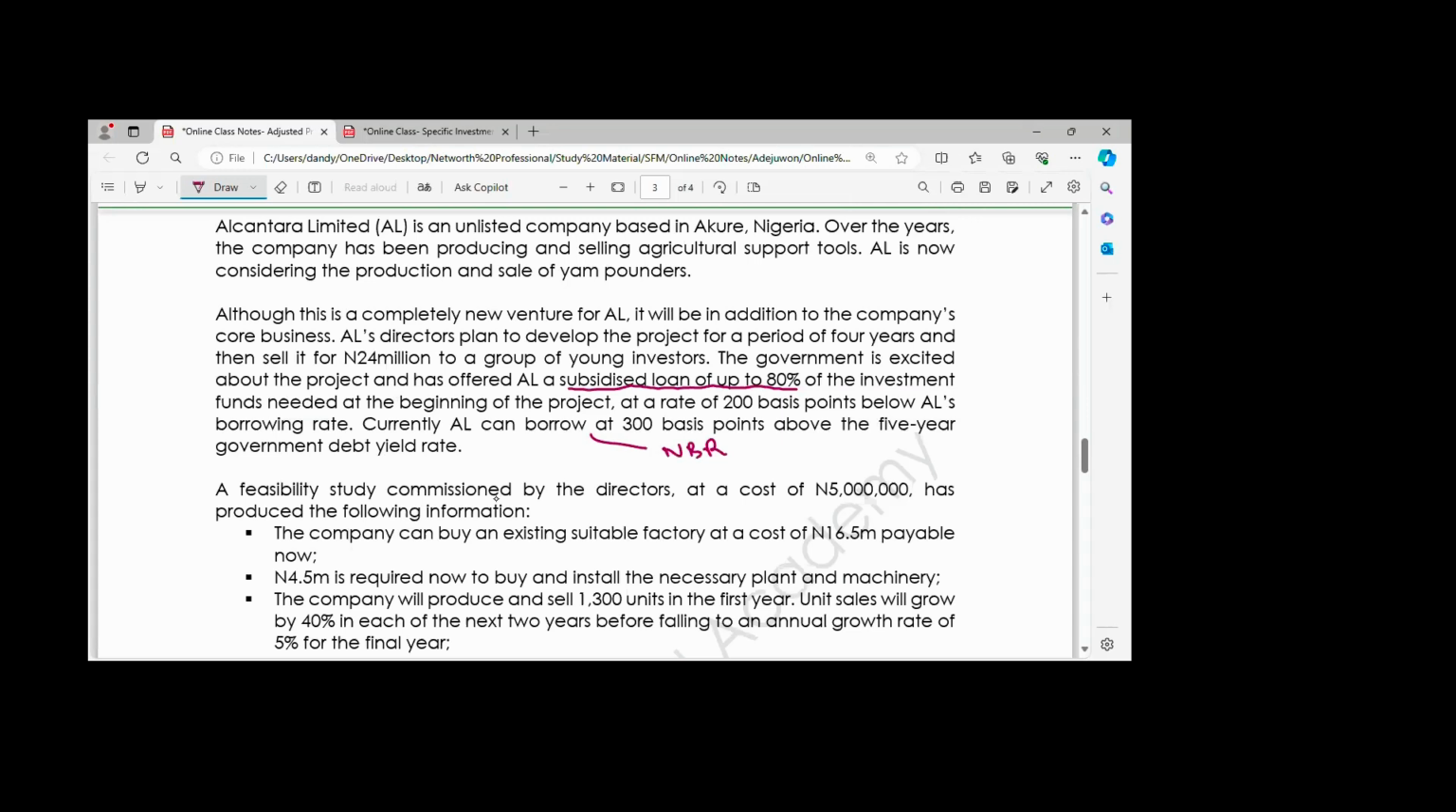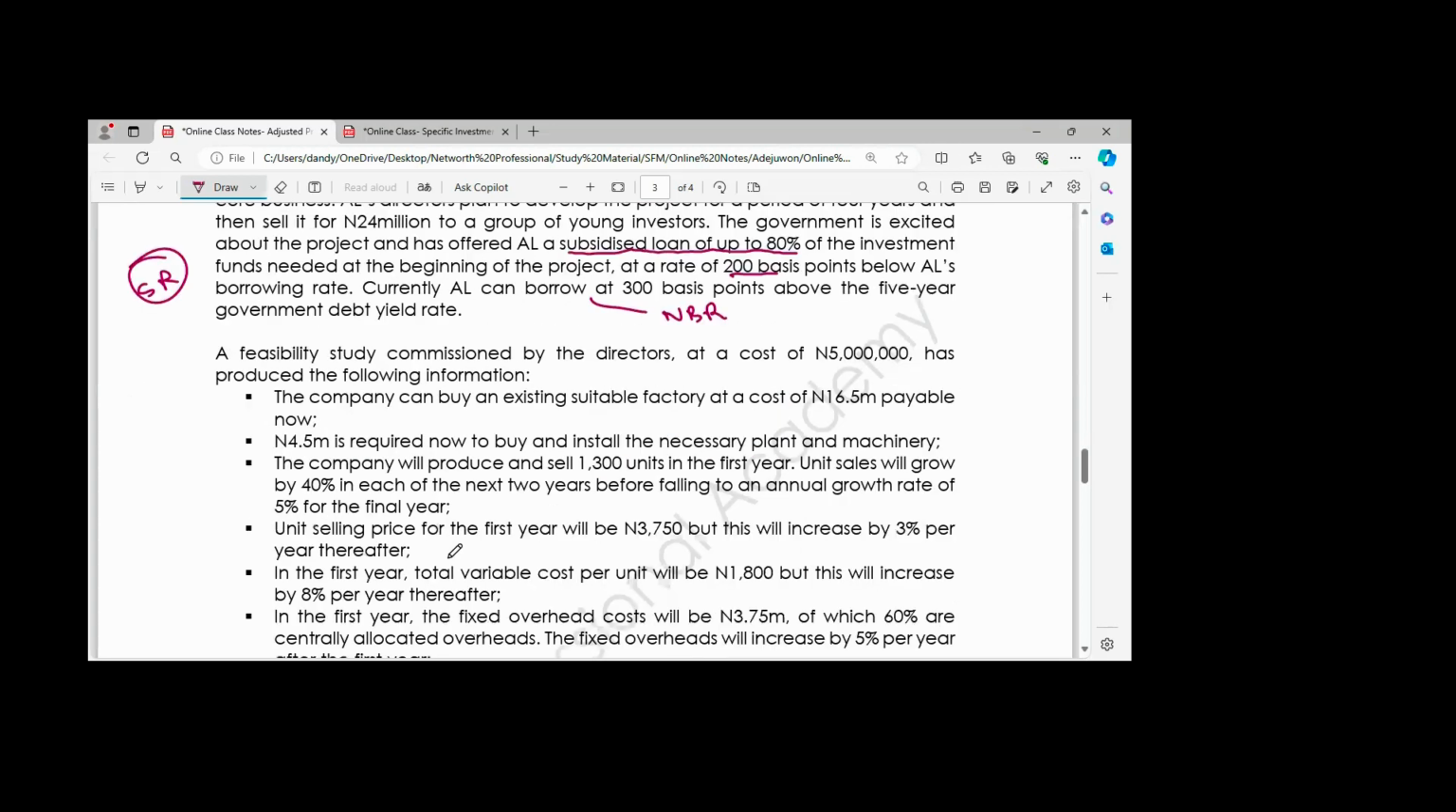Then these 200 basis points, we are told that at a rate of 200 basis points below borrowing rates. On this paragraph, I can see interest rate on subsidy, that's subsidy rates, 200 basis points below borrowing rates. Borrowing rate is 300 basis points. So subsidy rates is below the normal borrowing rates by 200 basis points.